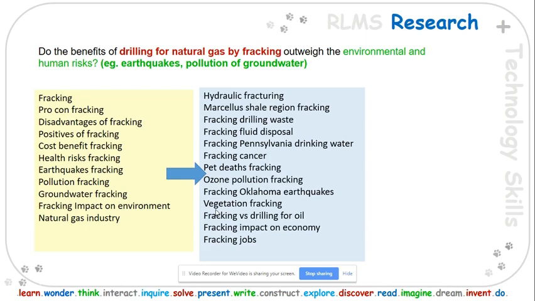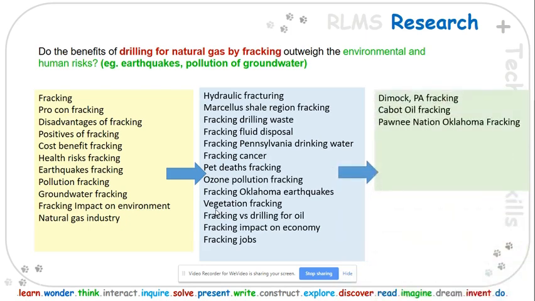And let's say you do those searches, and as you find information on that, you find even more specific information. You might find out that this town in Pennsylvania called Dimock sued a fracking company about a specific issue with fracking. You might find out that Cabot Oil is a big fracking company and you want to find out about them. You might also find that in Oklahoma, the Native Americans have some issues with the fracking, and you might want to highlight their story. So as you go through the research, you find more and more keywords that you need to add to your list.